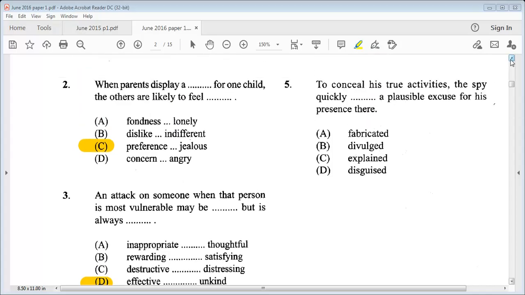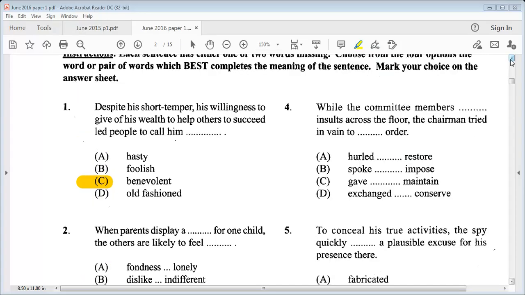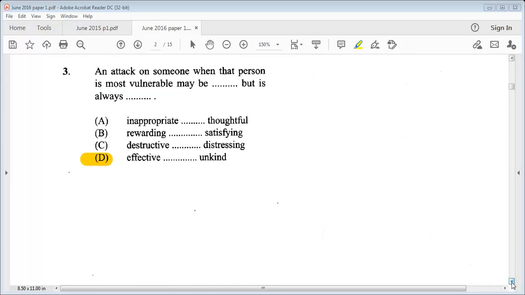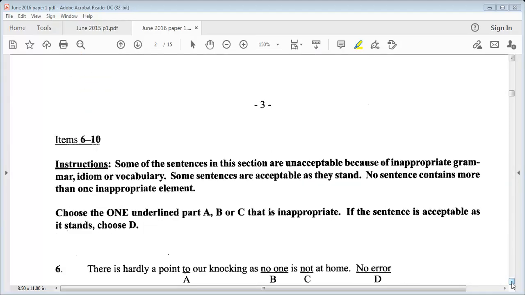always unkind. 4 says, while the committee members dash insults across the floor, the chairman tried in vain to dash order. So we know it is A, urged and restored. 5 says, to conceal his true activities, the spy quickly, or answer A, fabricated a plausible excuse for his presence there. And we had already explained what the word fabricated means in one of our previous videos. So make sure to check out our other paper 1 video.